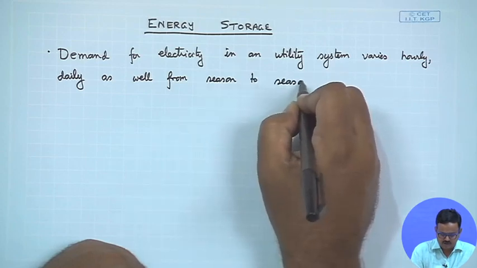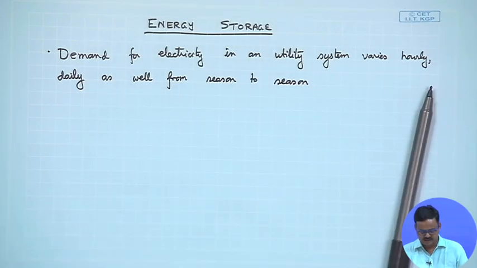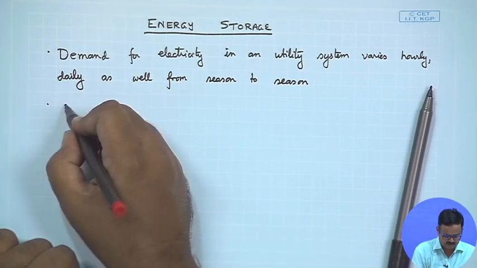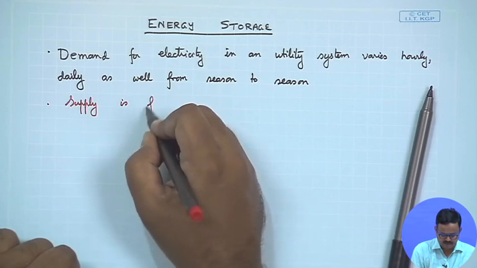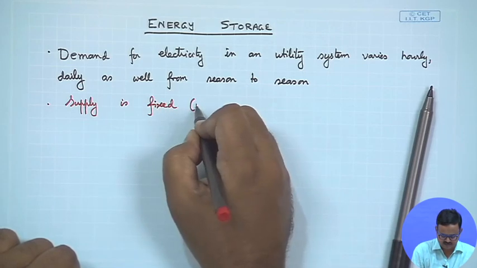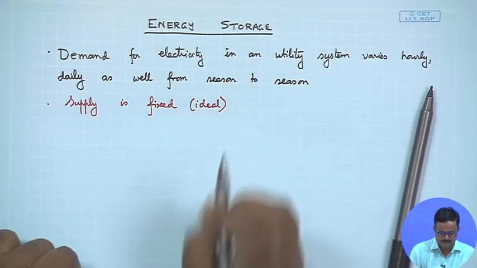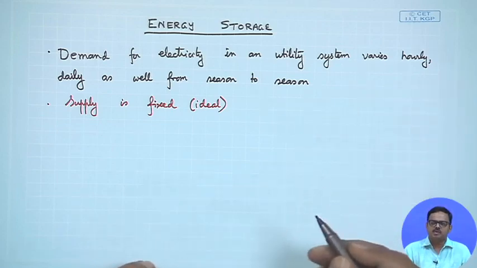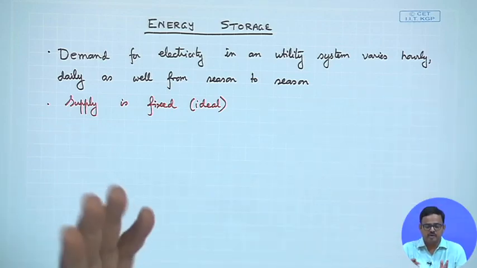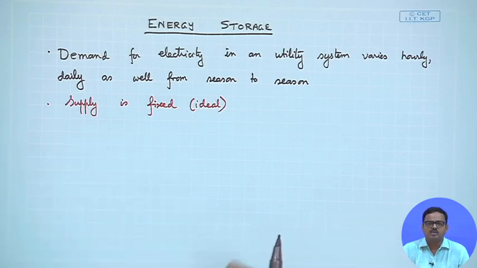However, the supply is fixed. Let us assume this is the ideal condition, so I would say ideal condition. So now how do we solve this problem? Okay. So let us think about it, especially with shrinking fuel availability. I really do not want to waste any additional energy that I generate. So what are the things that we can think of? What are the ways that we can think of?